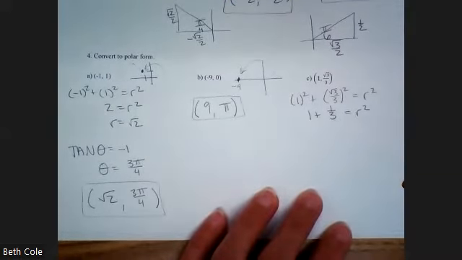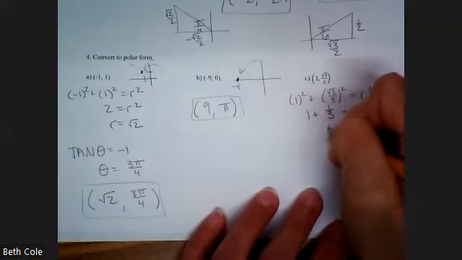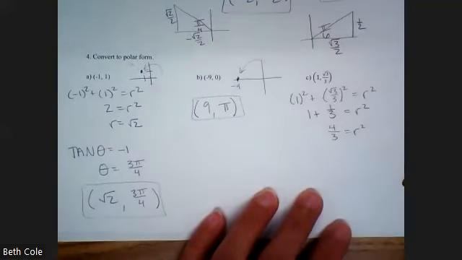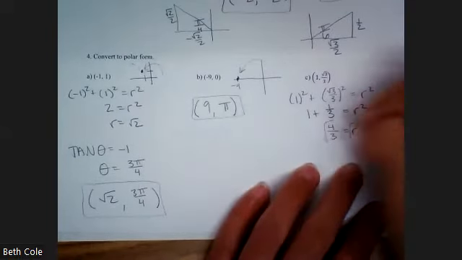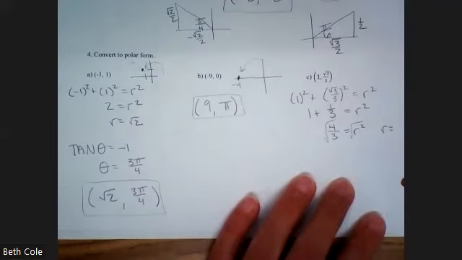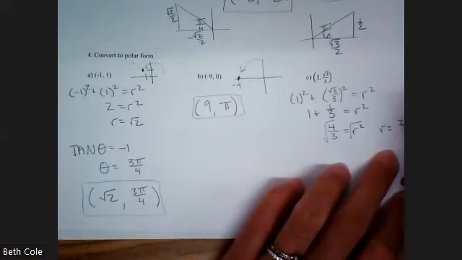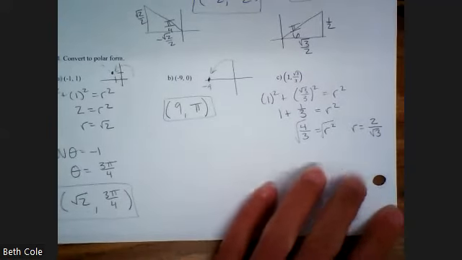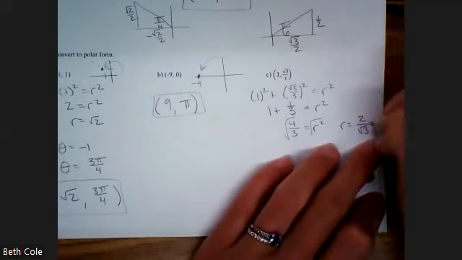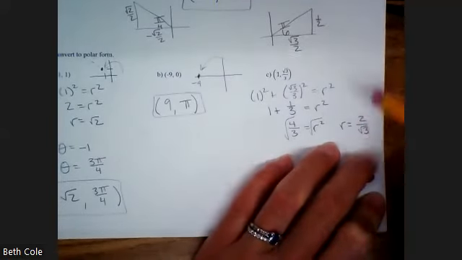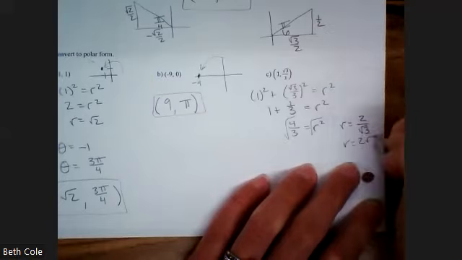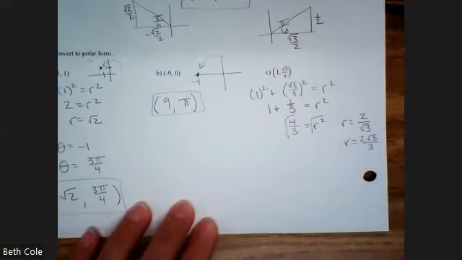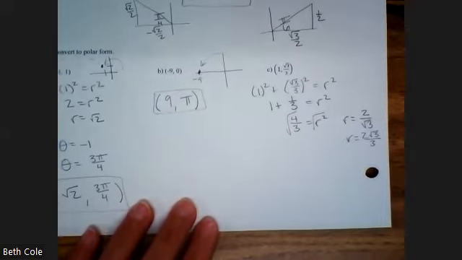Okay, I realize that'd be 1 and a third, but I don't want to write it as a mixed fraction. That would be 4/3. And then we're going to square root both sides. So square root of 4 is 2, square root of 3. And then if you rationalize that, it's going to be 2 square root of 3 over 3. That turned out weird. All right, anyway, that's r. That's what r came out to.